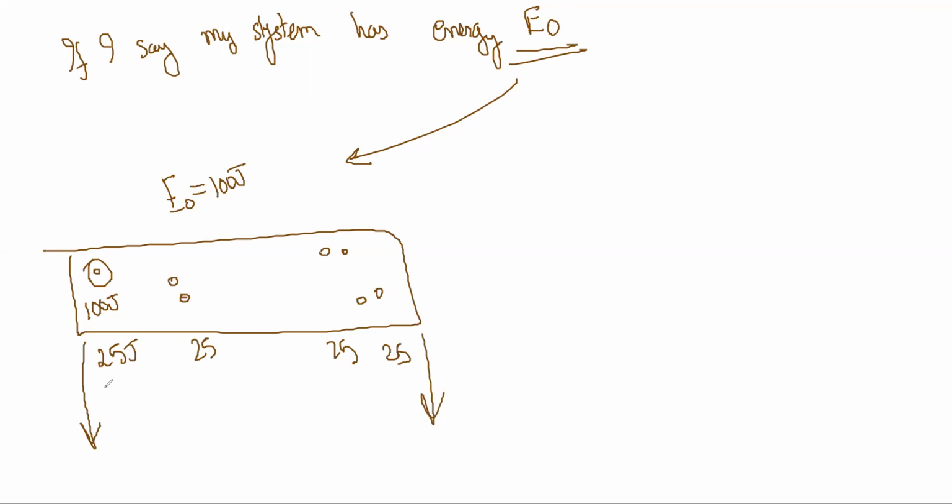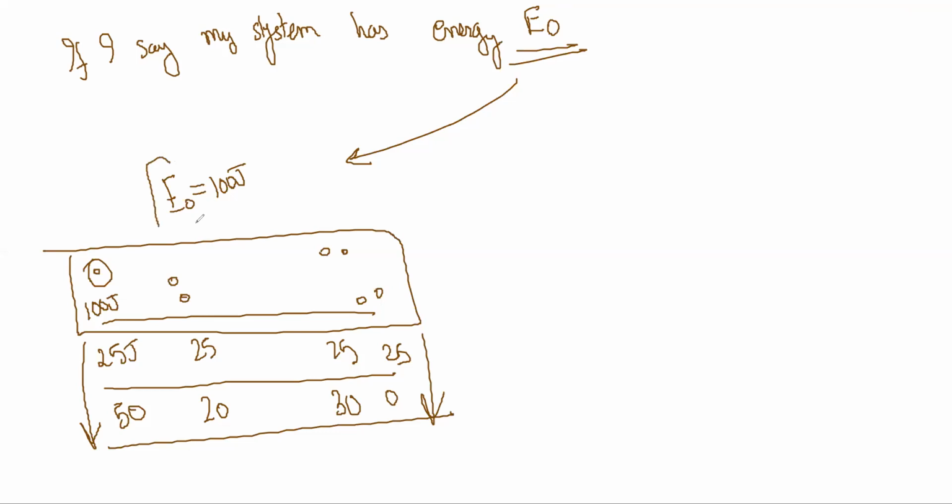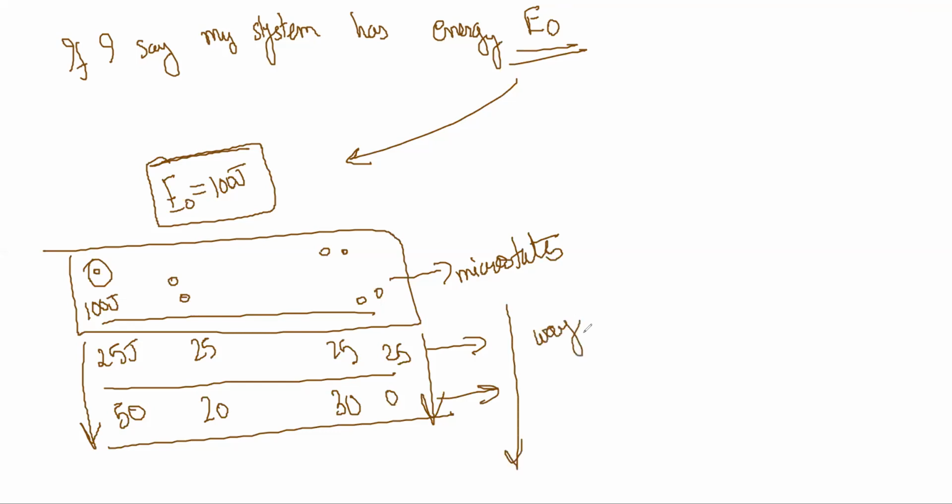You understand? This is one arrangement. This is another arrangement. This could be another arrangement, 50, 20, 30, 0, right? So the state of the system is defined by total energy, and then these are all different microstates in which the system can exist. These are called the ways in which the system can exist, right?